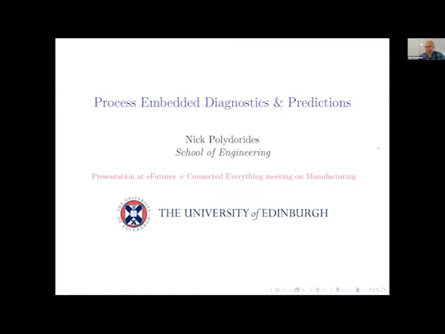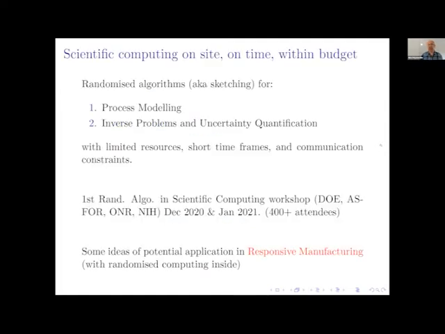So let me see if I can flip the slide. No? Right, okay. So one of the possible frameworks to accommodate this task is what we call randomized algorithms, also known as sketching, which is a way of doing scientific computing when we have limited resources or strong time and communication constraints. So what kind of scientific computing are we talking about?